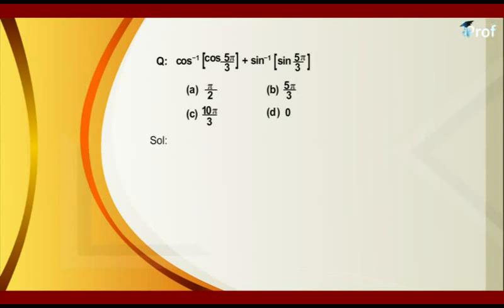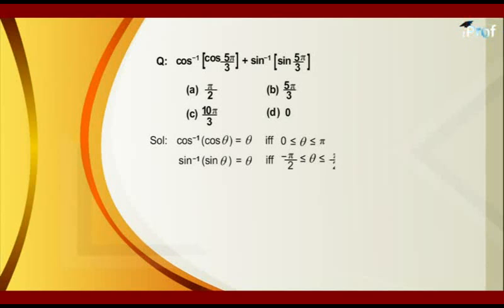We know cos inverse of cos theta is equal to theta if and only if 0 is less than or equal to theta is less than or equal to pi. And sine inverse sine theta is equal to theta if and only if minus pi by 2 is less than or equal to theta is less than or equal to pi by 2. So these restrictions are to be maintained.